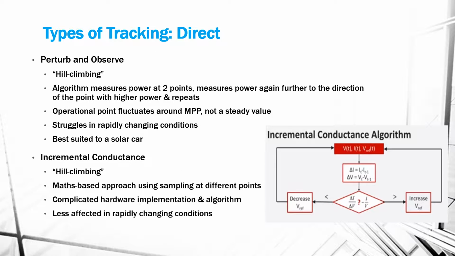Direct methods take two partition measurements of the cell's performance and compare them to find a better value. It repeats this process for increasing voltages until the maximum power point is found. The perturb and observe method uses this sampling method for power and is the most effective for solar cars due to its relatively simplistic and realistic real-world performance.